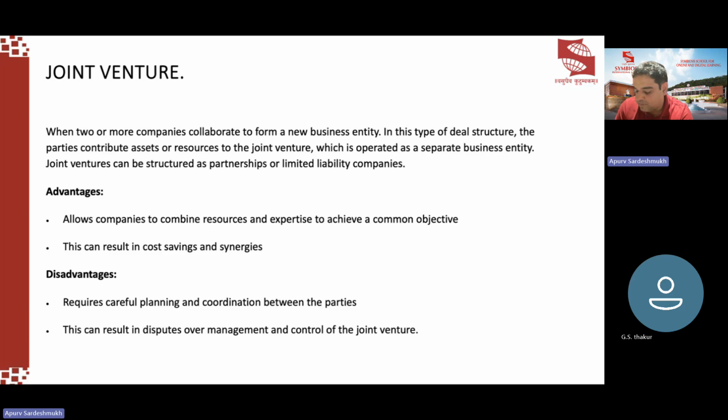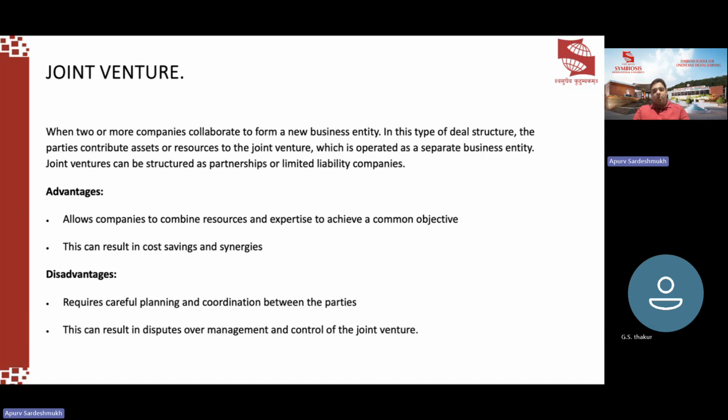Joint venture companies form for a limited period of time with a business objective, when two companies combine their expertise or resources to create a business goal. The advantage of a joint venture company is that it allows companies to combine resources and expertise to achieve a common objective. We've seen how that happens, and it can result in cost saving and synergies. The disadvantage is that it requires careful planning and coordination between the parties.